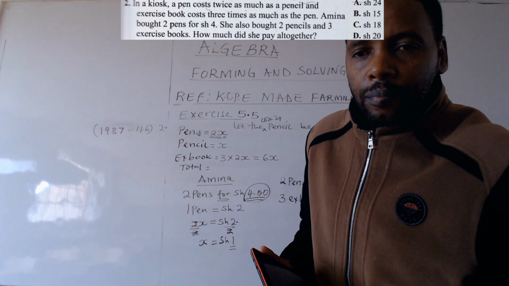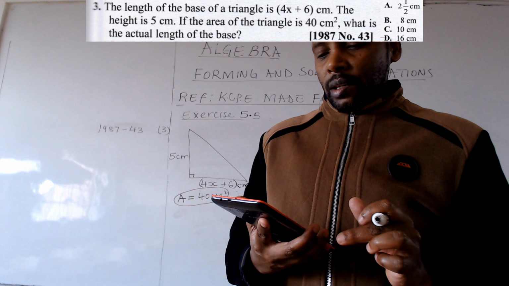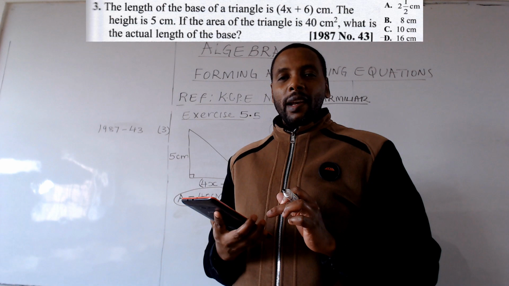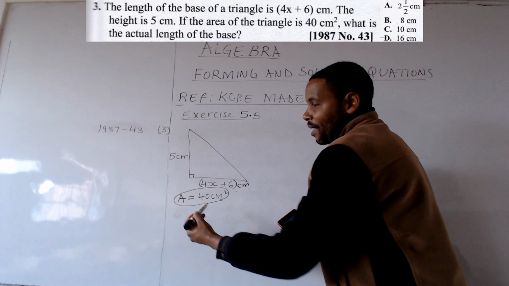The length of the base of a triangle is 4x plus 6. The height is 5 centimeters. If the area of the triangle is 40 square centimeters, what is the actual length of the base? So the first thing to do is to draw the triangle, put the information, the base, the height, and also the area that you are given.